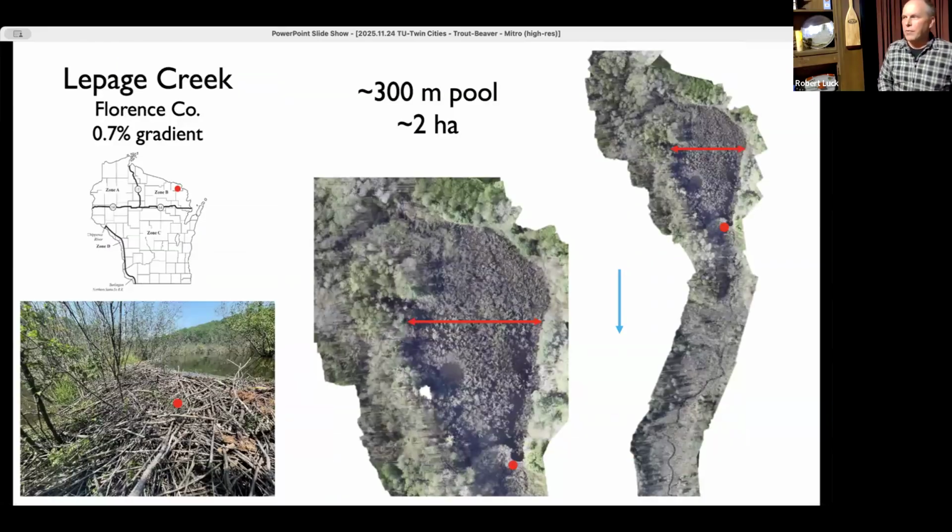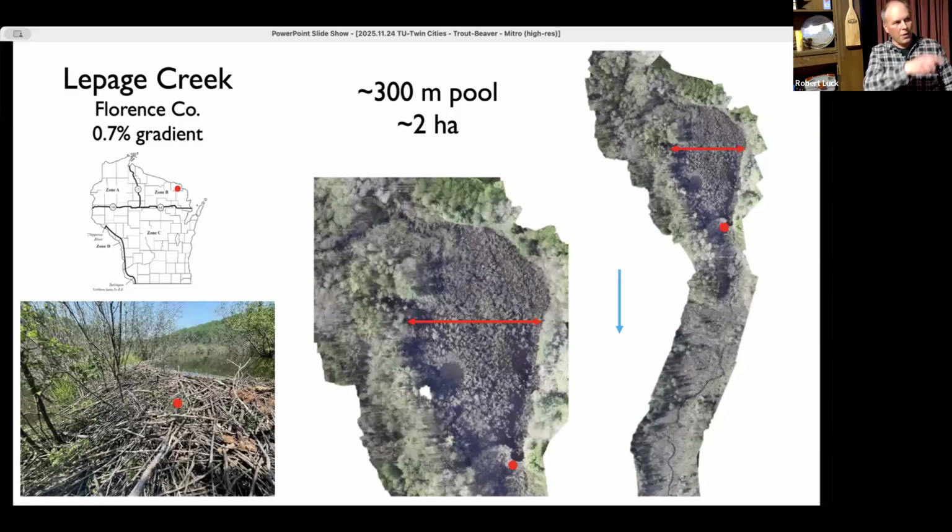So jumping into some of our observations, I'll first show some images about the extent of the scale of impacts that beaver dams can have on some of our trout streams. This is LePage Creek up in Florence County, northeast Wisconsin. The image on the lower left is one of the major beaver dams on that stream. The red dot shows where the dam is on the other two aerial images. That dam has backed up water over 300 meters upstream, created a pool in this stream of about 2 hectares.